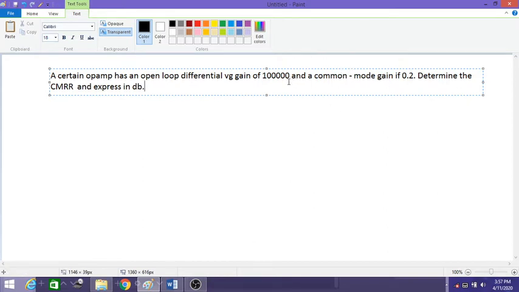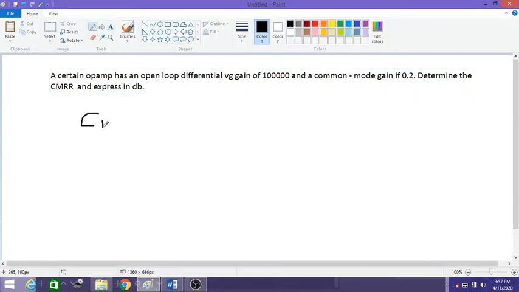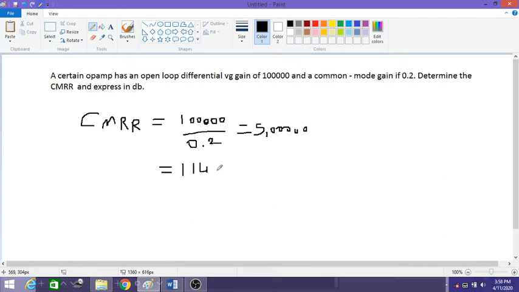So open loop gain is 1 lakh and ACM gain is 0.2. So what is the CMRR? It's a simple straight away calculation from the formula. CMRR is equal to 1 lakh by 0.2, which is equal to 5 lakhs. In terms of dB, when we multiply with 20 log, we will get this as 114 dB.